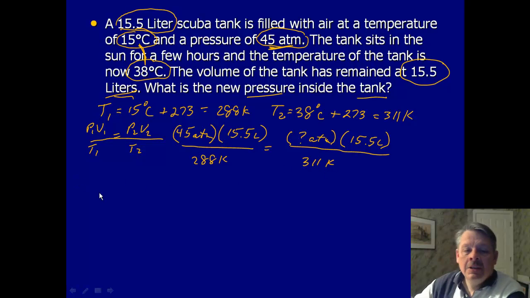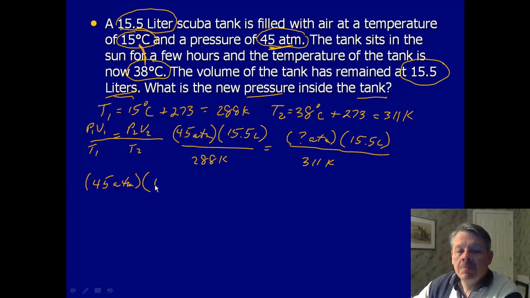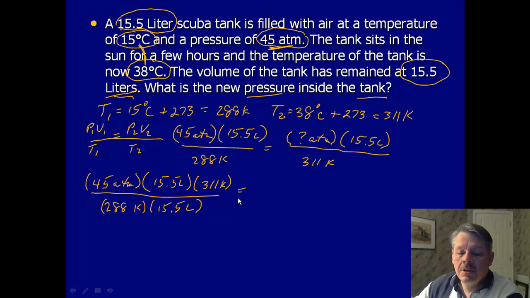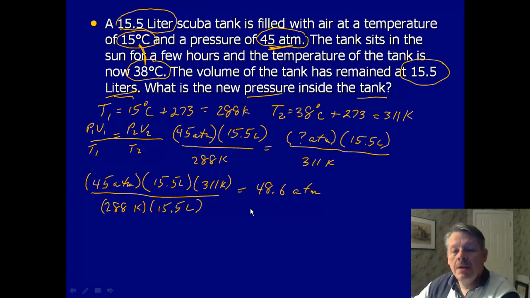Right? So now I should be able to cross multiply 45 atm and 15.5 liters and 311 Kelvin. I'm going to divide that by 288 Kelvin and 15.5 liters, and that's going to give me 48.6 atm. Okay, I'm done.